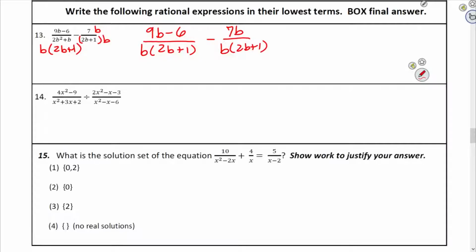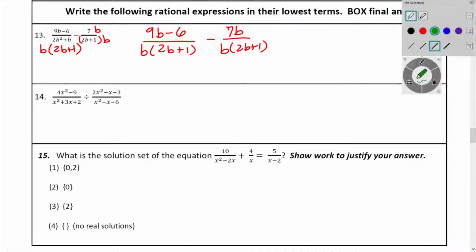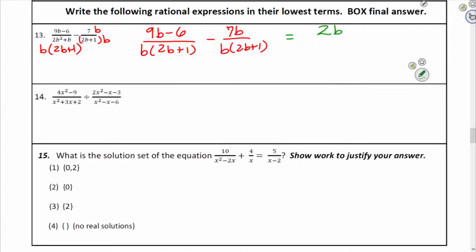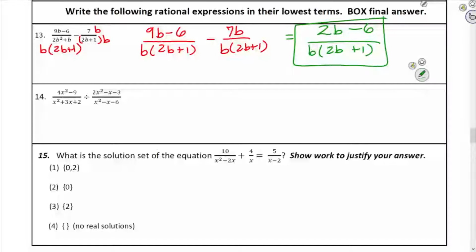Now, 9b minus 7b is 2b. So I have 2b minus 6 divided by b times 2b plus 1. Okay? Now, I could factor a 2 out of the numerator, 2b minus 6. But even if I did, I would not cancel with the 2b plus 1 or the b. And so I'll leave it like that. All right, number 14, this is division. And the way that I divide fractions is I multiply by the reciprocal, okay, or I keep, change, flip.